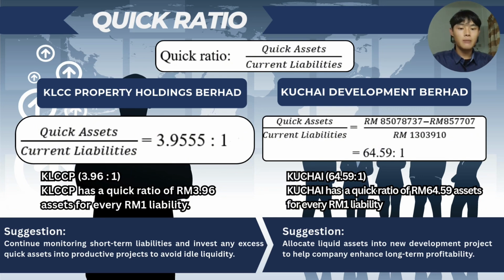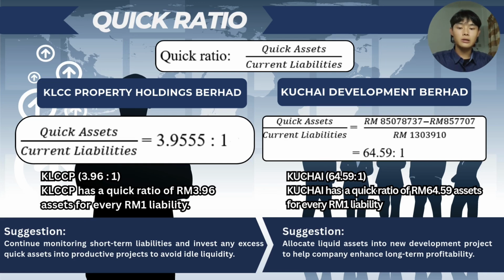The quick ratio shows a company's capacity to use its most liquid assets to satisfy its short-term obligations. For KLCCP, its quick ratio is 3.96 over 1. This means KLCCP has 3.96 ringgit of quick assets for every 1 ringgit of liability. This is a firm liquidity position since the company can easily cover its short-term liabilities using its cash and short-term investments. To improve the quick ratio, the company can continue monitoring short-term liabilities and invest any quick assets into productive projects to avoid idle liquidity.